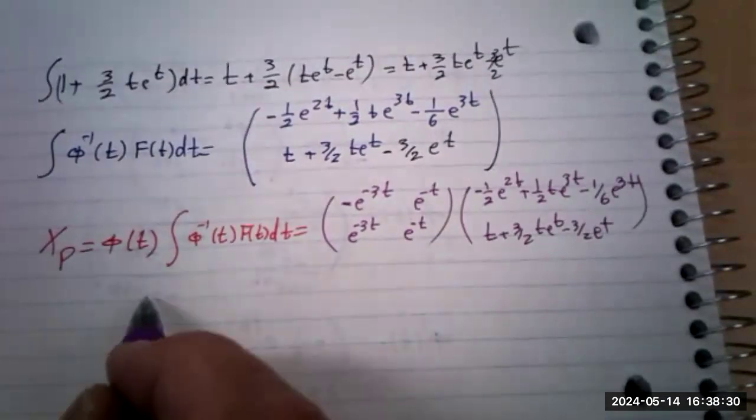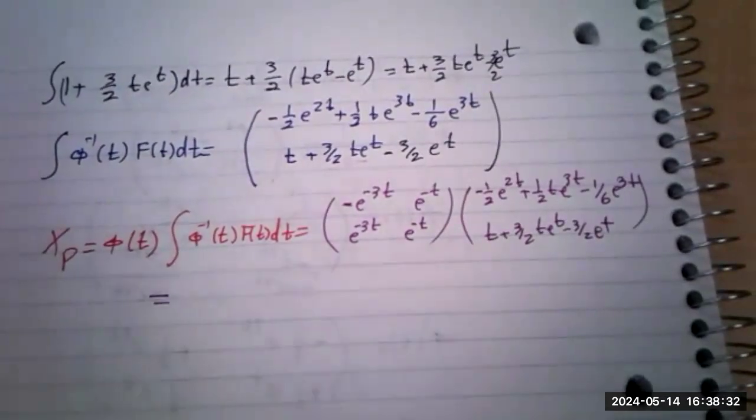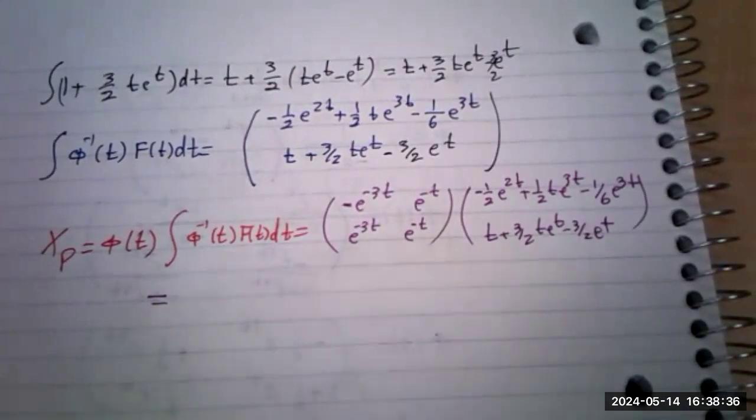So as a matrix, if you multiply together, you multiply the first row by e to the negative 3t, and you multiply the second one by e to the negative t. Everything would be canceled out.